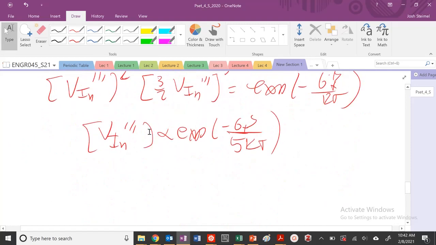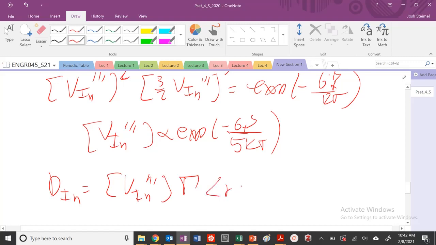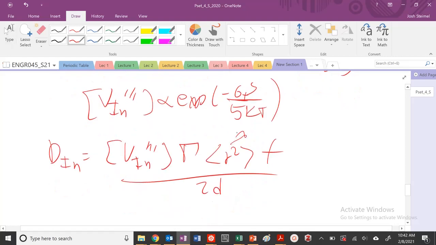That's the value of my slope. What about the diffusion? Well, I can do that now as well. The diffusion of indium is going to be proportional to the concentration of indium vacancies times my tau times my r squared times my f divided by 2d. Again, this is just going to be some prefactor. Does it have any temperature dependence? No.